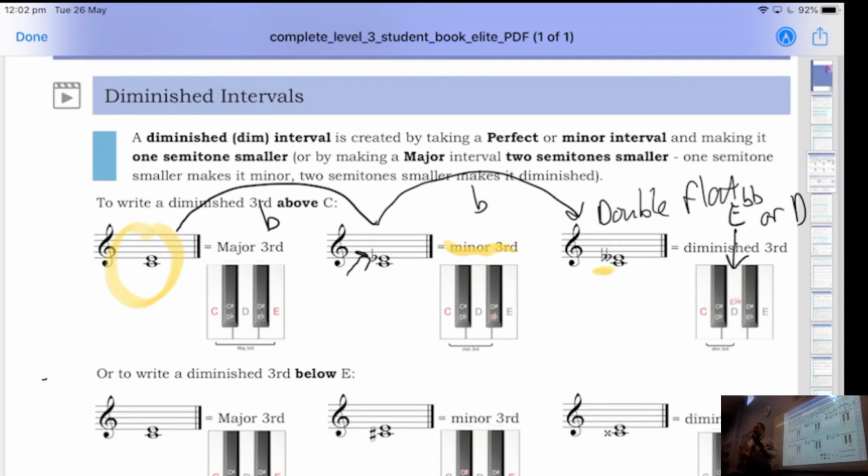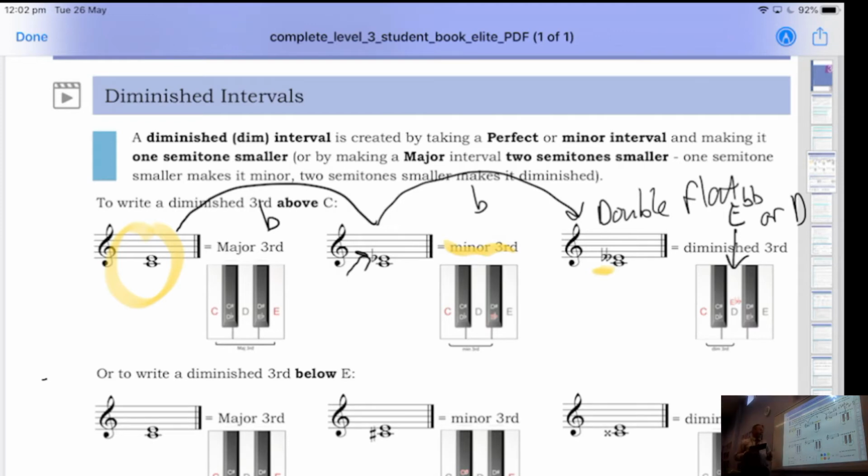Any questions so far about that? Because I don't want to move on until I've got thorough understanding. This one here? So that's minor third. So major third, minor third, and if you lower it a second time, diminished third. Does that answer your question? Good. I appreciate that you all asked.